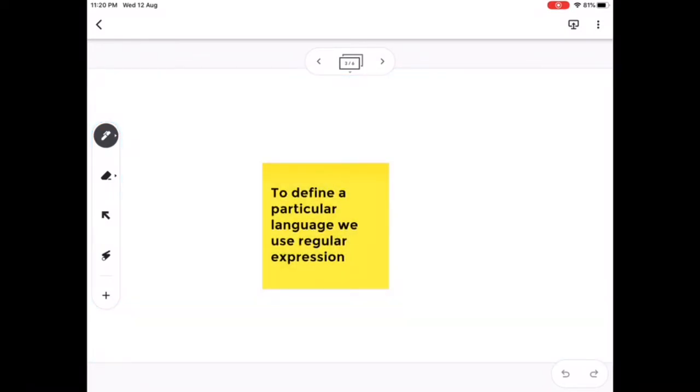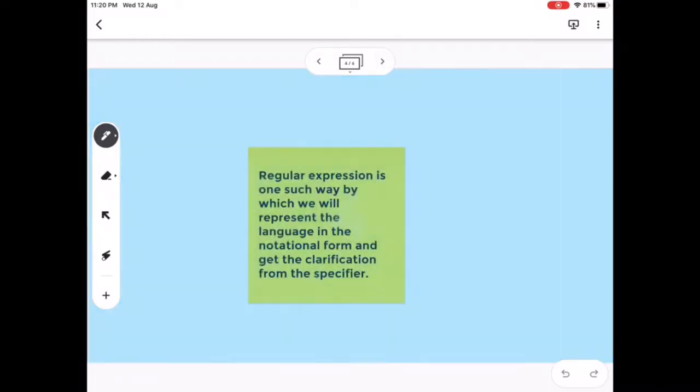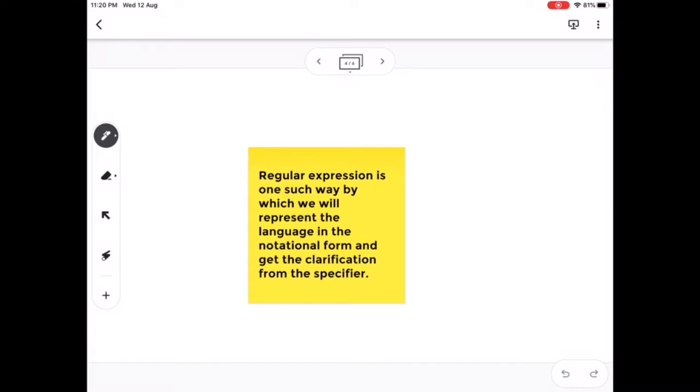So to define a particular language, we use regular expression. So what is regular expression? Regular expression is one such way by which we represent the language in notational form. So in short, regular expression is a means to represent a language. So language is represented by use of regular expression.